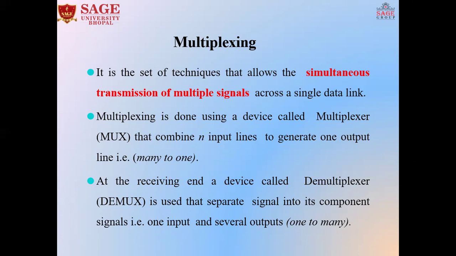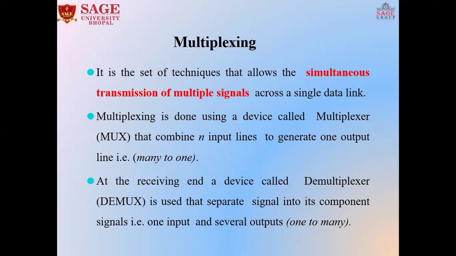Multiplexing is a set of techniques that allows the simultaneous transmission of multiple signals across a single data link, meaning many to one. Multiplexing is done using a device called a multiplexer, in short MUX, that combines n input lines. For example, if n is equal to 4, then it will combine 4 input lines to generate one output. In short, many to one.